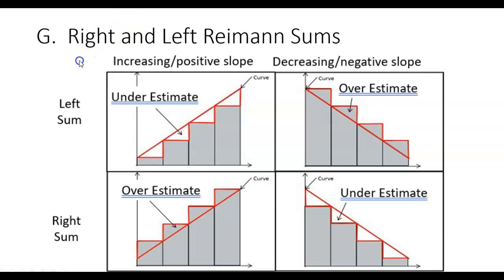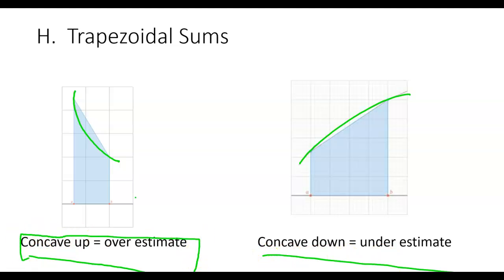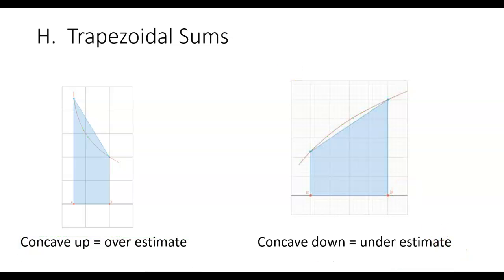Okay, trapezoids can be overestimates and underestimates also. So if you ever have a function that's concave up, as you can see, the trapezoid goes over the curve. But if you ever have a function that's concave down, your trapezoid will be under the curve. So with concave up, trapezoidal estimates will give you an overestimate. And with concave down, trapezoids will give you an underestimate.